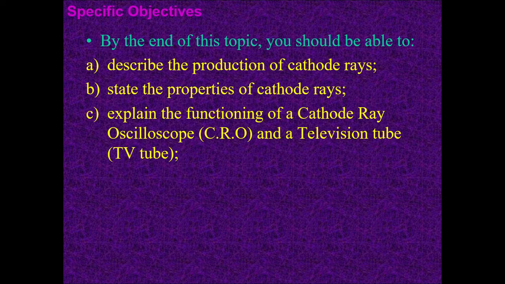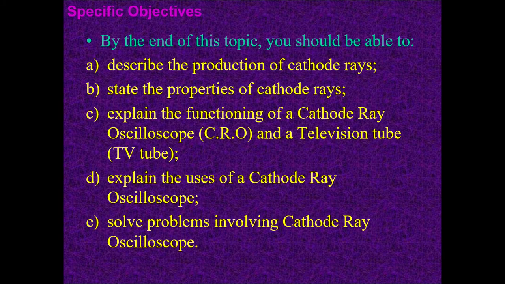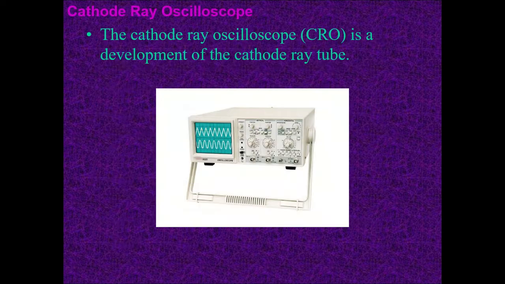Now, we are going to start working on explaining the functioning of a cathode ray oscilloscope, or a CRO, and a television tube. That's basically what we are going to begin working on this tutorial. And then you should also be able to explain the issues of cathode ray oscilloscope, which shall now come later in the next tutorial, together with solving problems involving cathode ray oscilloscope. So today we are going to look at explaining the functioning of a cathode ray oscilloscope. Then the last 2 shall be covered in the next tutorial.